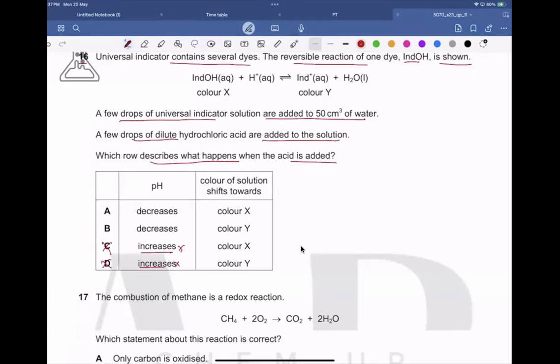Right? Now, what happens to the equilibrium? The equilibrium shifts to the right. And if equilibrium shifts to the right, the color of the solution shifts towards Y. So when we add this, obviously the forward reaction would occur. So the color Y would be the correct one, not X. So A goes wrong and B is the correct answer.